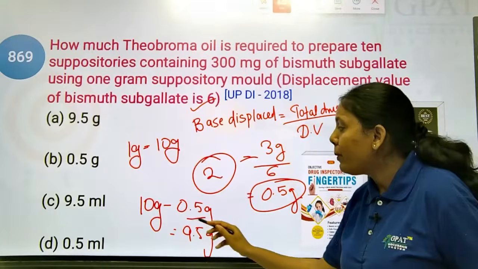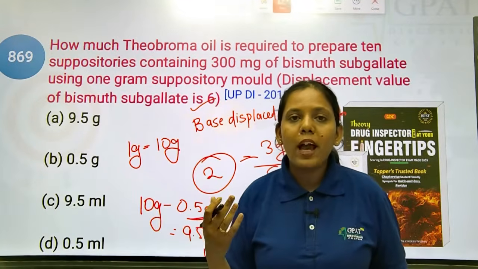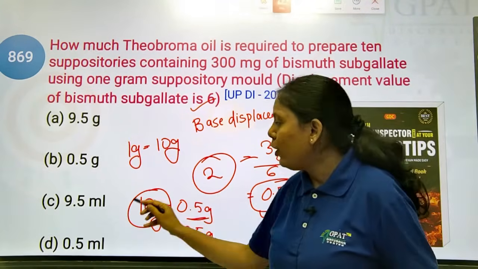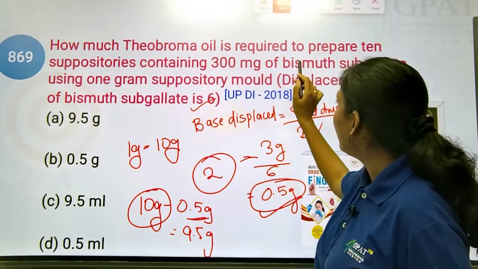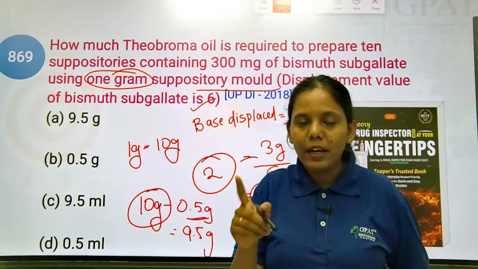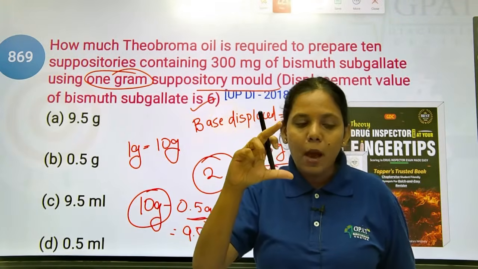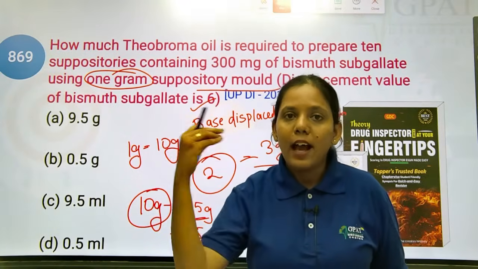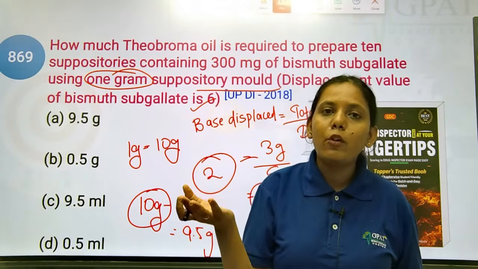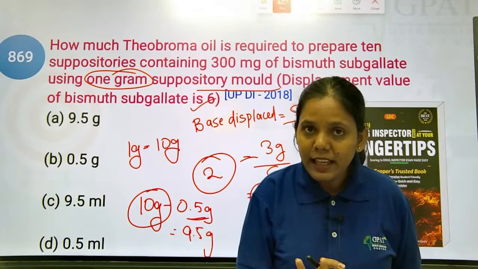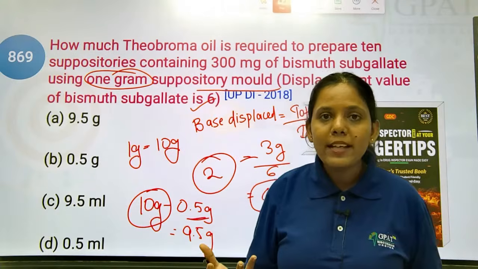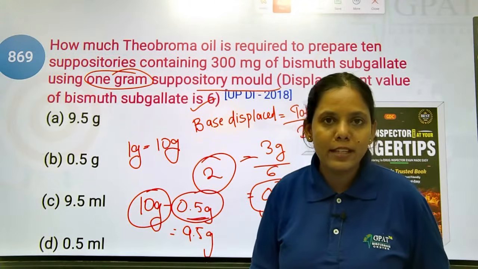Yes. 0.5, but 0.5 gram has been displaced. That is for 1 that we have calculated. This is for 1, right? But ideally your 1 mole, see they have given here using 1 gram suppository mole. So that means 1 suppository for 1 gram, right? But in that entire 1 gram, some amount of the drug is there. That drug has displaced some amount of suppository, right? So total how much amount of the base is there? 10 gram. In that 10 gram, your drug has displaced certain amount of the base. So how much has been displaced? 0.5 gram has been displaced, right?